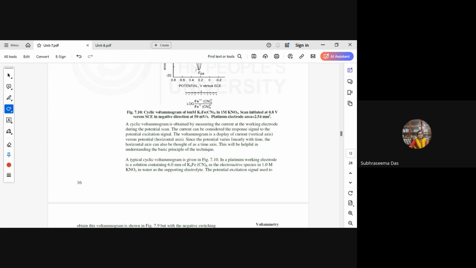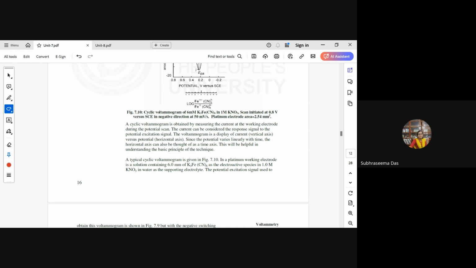Since the potential varies linearly with time, the horizontal axis can also be thought of as a time axis. That is, the x-axis can sometimes be considered as a time axis. This has been useful for understanding various redox reactions.